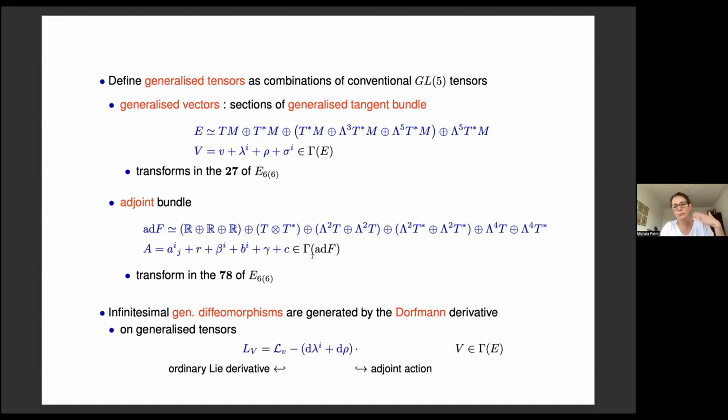So we said that we want to repackage our diffeomorphism and the shift of the potentials into a generalized diffeomorphism, which is generated by the generalization of the Lie derivative, which is the ordinary derivative, and then there is a bit which is the adjoint action of the extra pieces that we have in our generalized vector, which produces the gauge transformations of the potentials.